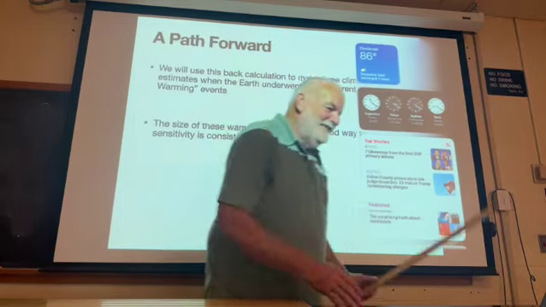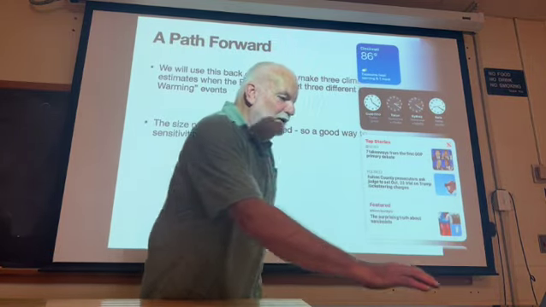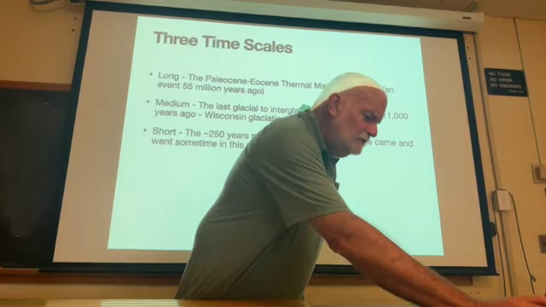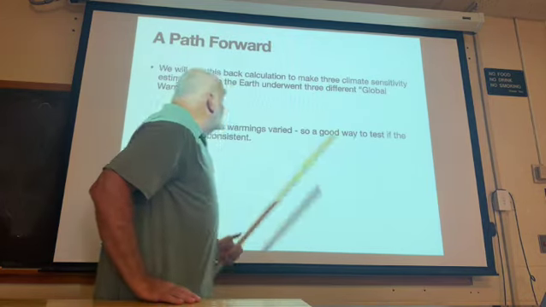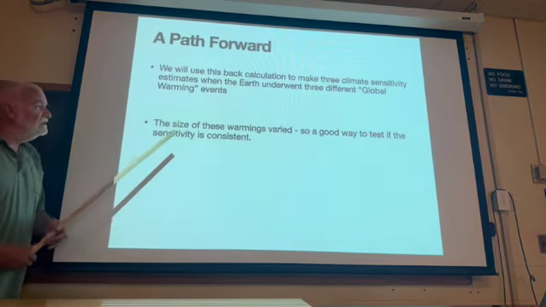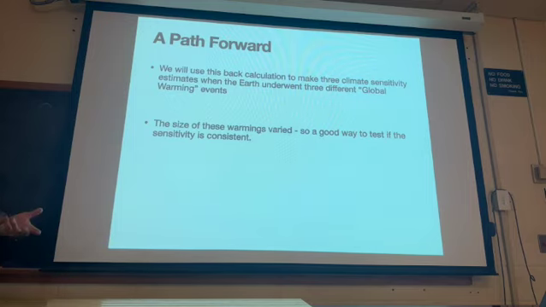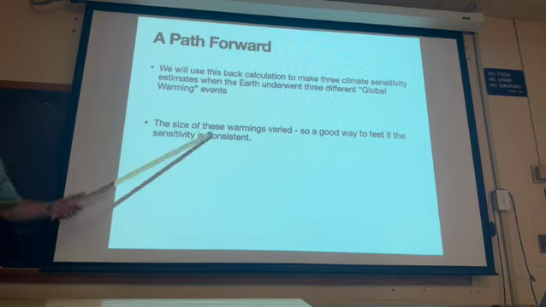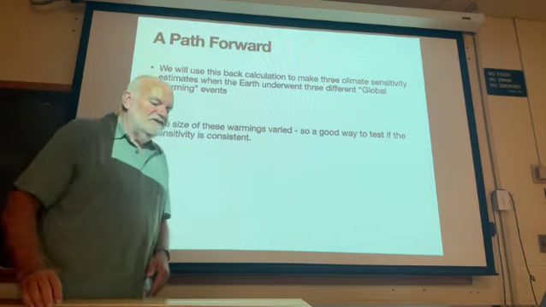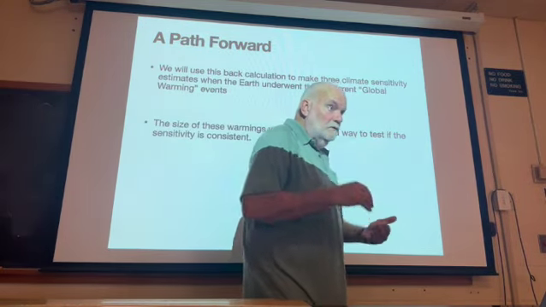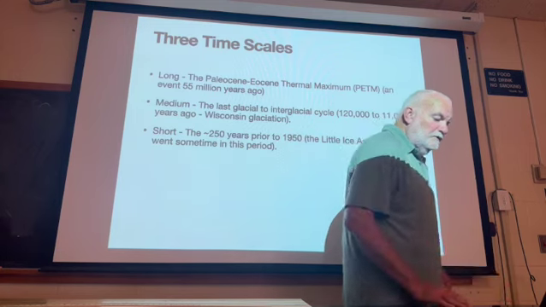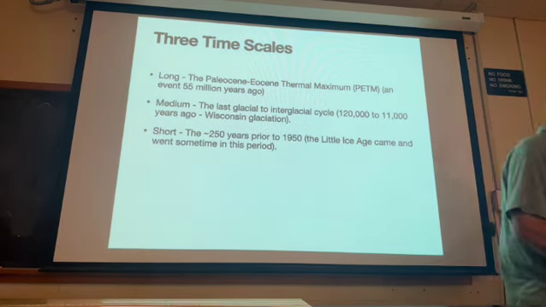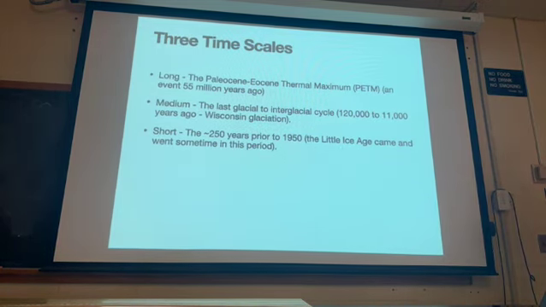Let's get out of the math. What's this all about? All right, I want to do back calculations of the 3 sensitivities. There are 3 very different global warming events. They're going to be different time scales and different sizes. So we want to see if the climate sensitivity is or isn't consistent with these 3 natural experiments. The 3 timescales I classify as long, medium, or short.